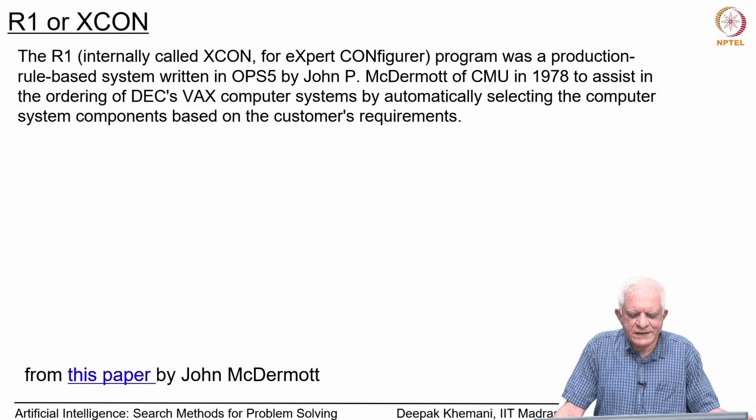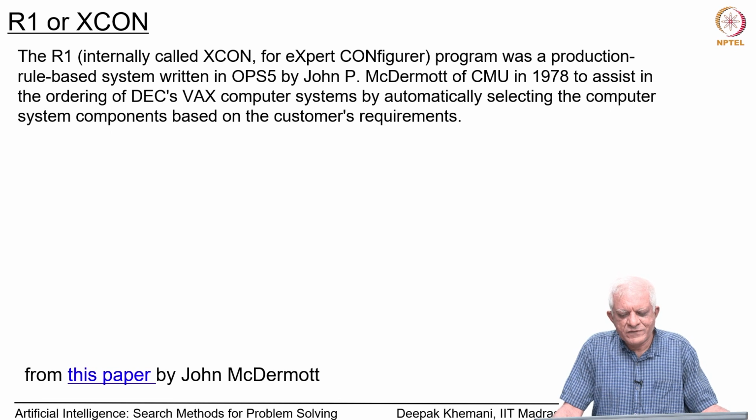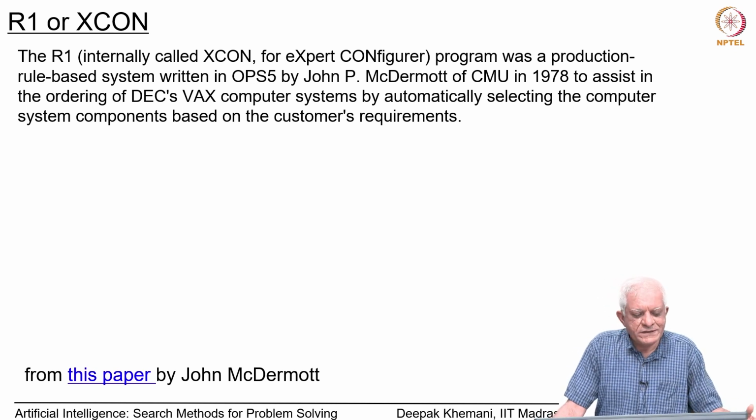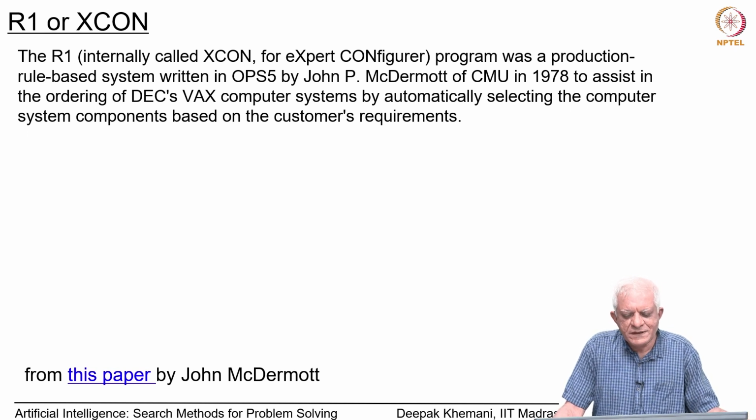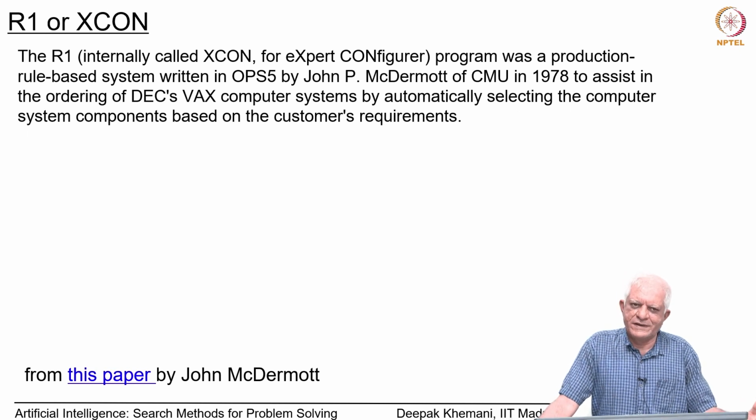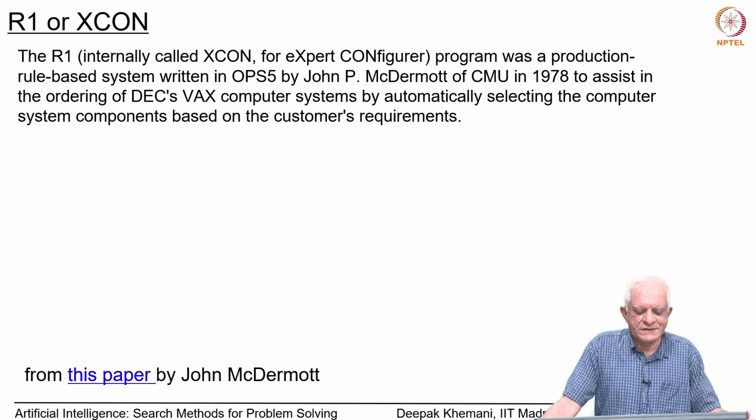R1, which was within the community called XCon or expert configurer, was a production rule based system written in OPS5 by John McDermott of CMU in 1978 essentially to assist the ordering of DEC VAX computer systems, as I have already mentioned, by automatically selecting the computer systems component based on the customer's requirements. So, I will present one rule in English language from that system just to give you a flavor of the kind of systems that people actually built in this language.